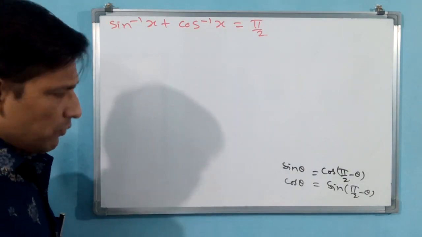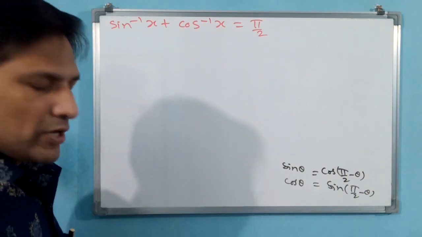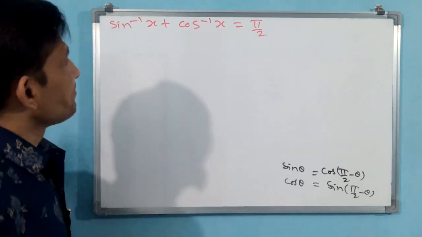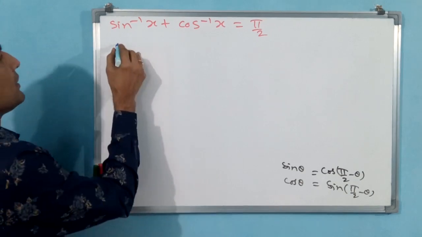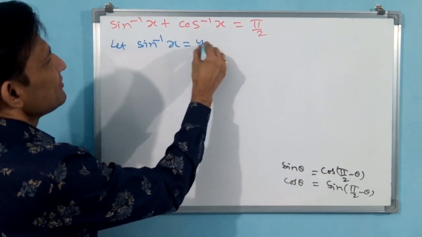Let us take this proof. How are we going to show it? We are showing that sin inverse x plus cos inverse x is equal to pi by 2. Let sin inverse x be equal to y.